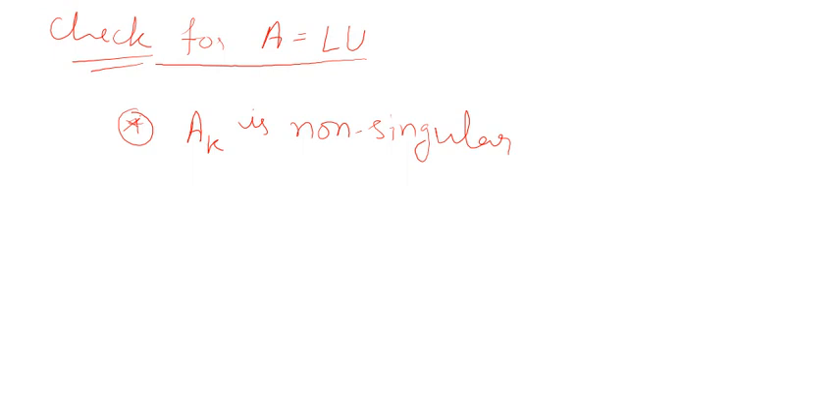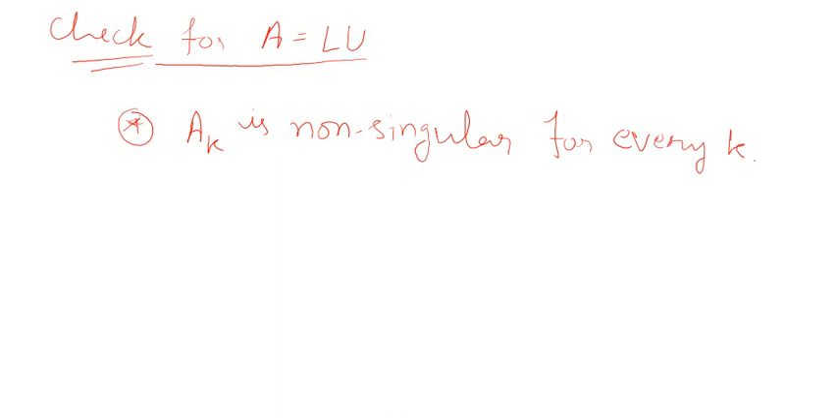So, whether you are going for finding Doolittle or Crout, the other types of LU decomposition, you must check that all the leading principal minors of order k are non-singular, for every k.